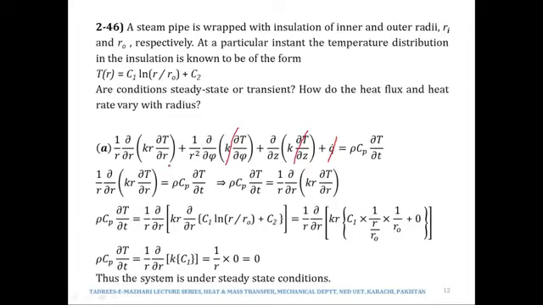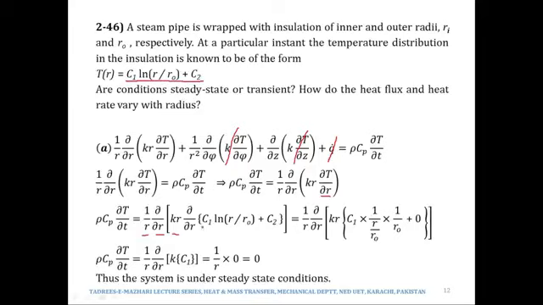So it would be 1 over r, del by del r of k r del T by del r, equals rho c del T by del t. So we have to find out del T by del t. 1 over r remains, del by del r of k r times del T by del r. Means we have to differentiate temperature with respect to r. So del by del r of T, and what is T?